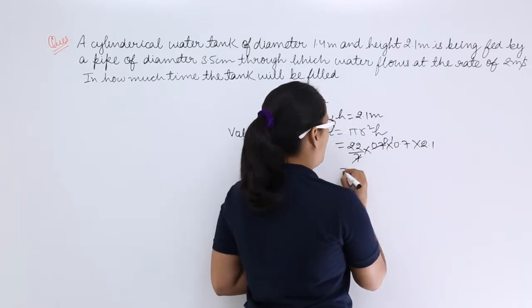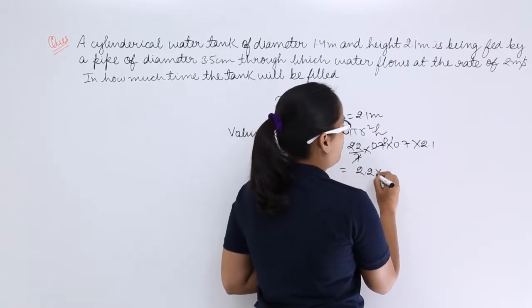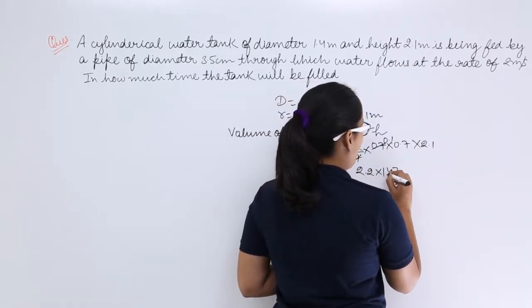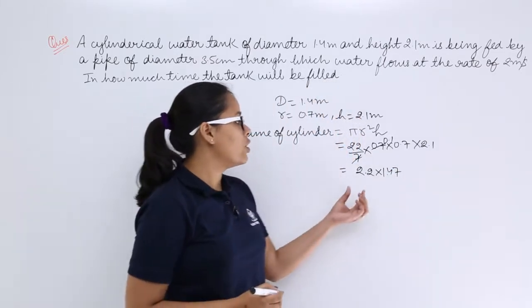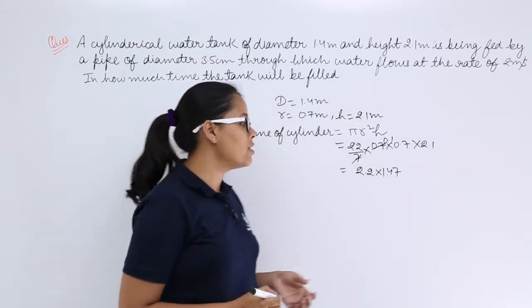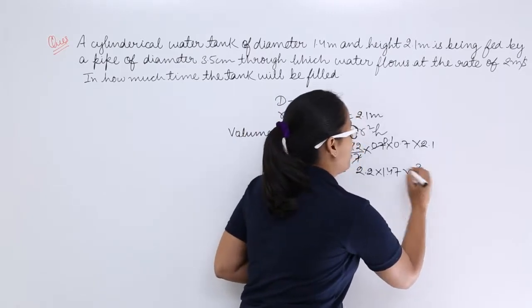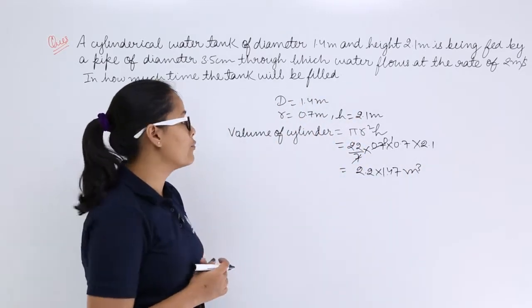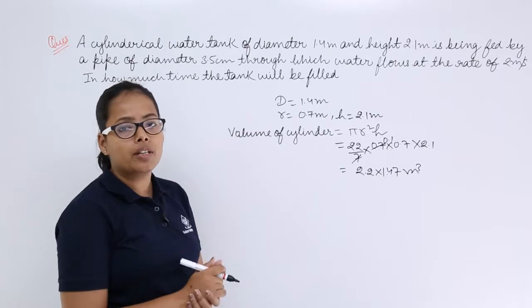This will be 2.2 into 1.47. So let's evaluate this afterwards. Let's keep it as it is for now. You have the volume of the cylinder.